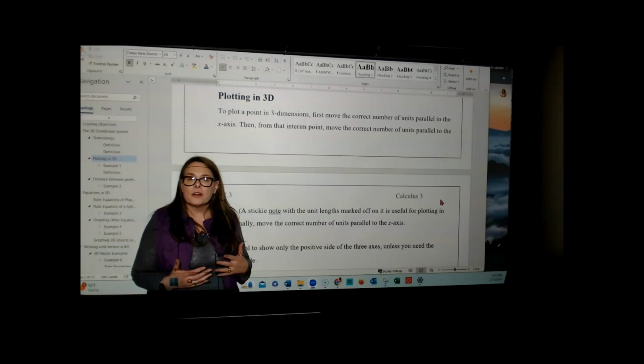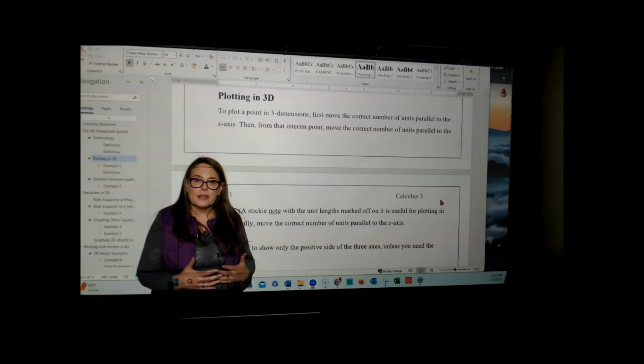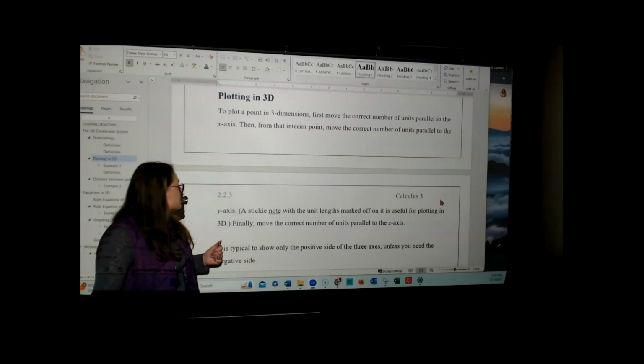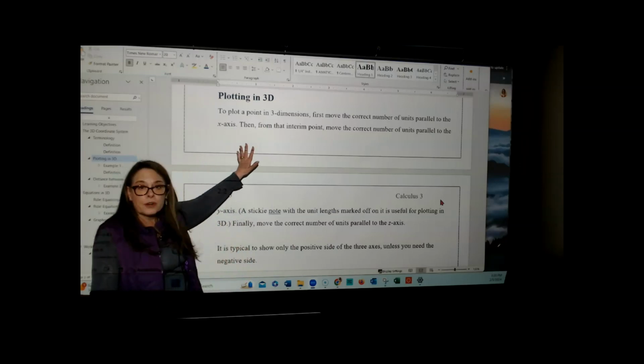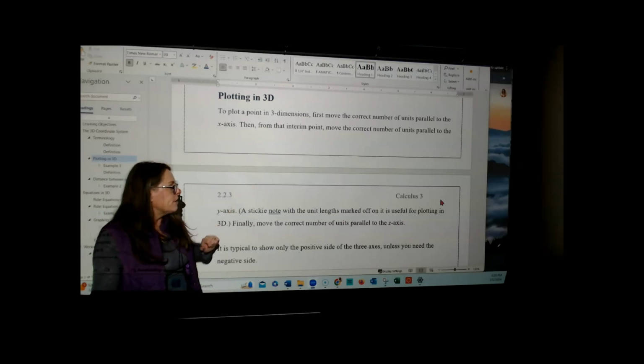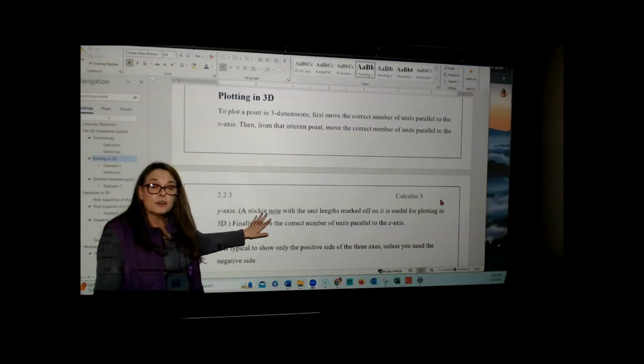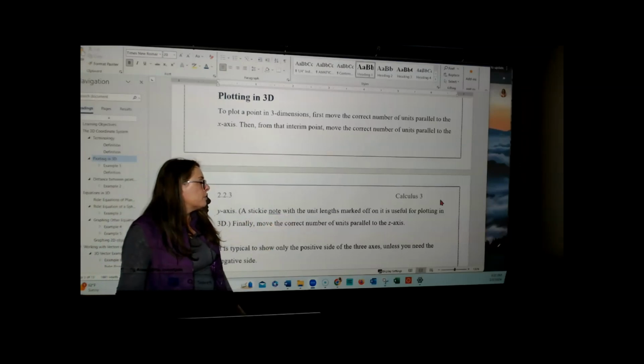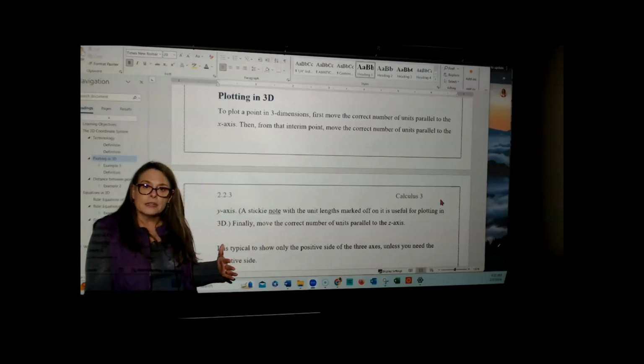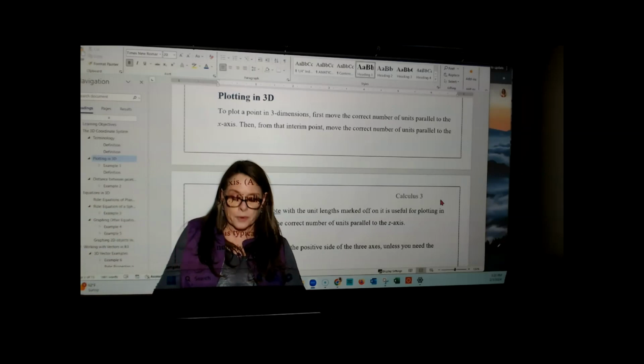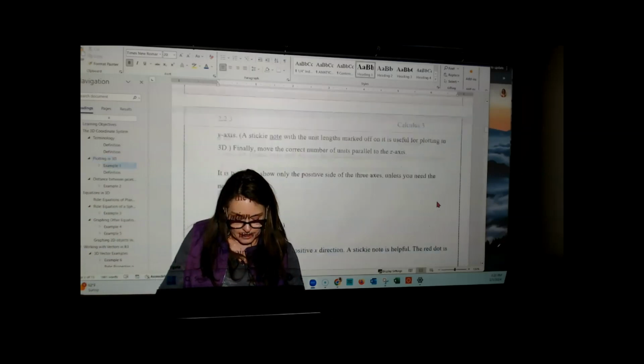And then we'll talk about isometric graph paper, which is set up for 3D plotting, but on a two-dimensional surface. So we're going to start with a three-dimensional point, but written on a two-dimensional flat sheet of paper. It would be a good idea if you have a sticky note with you, and we'll mark off the unit lengths on one side so that we know how far to move in each direction.